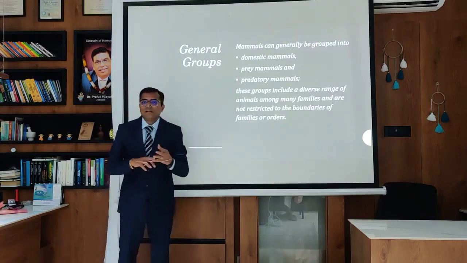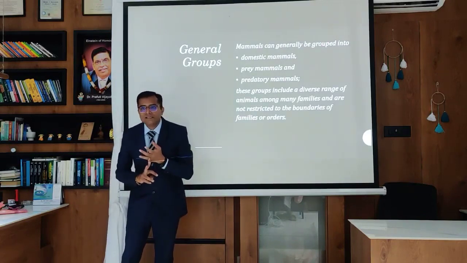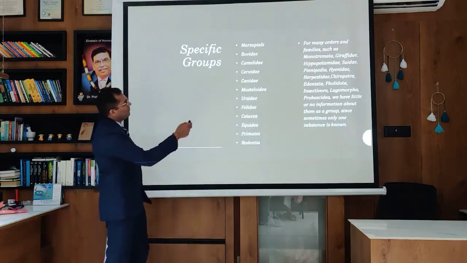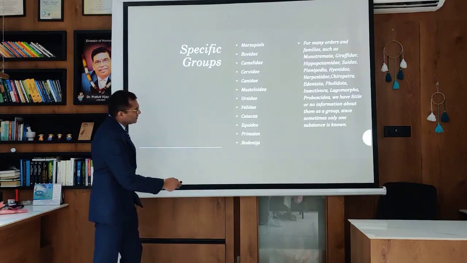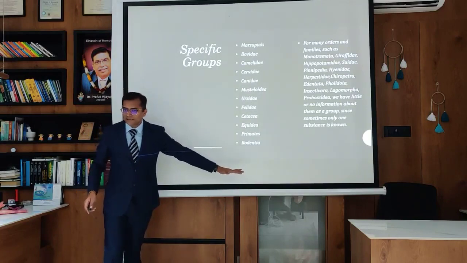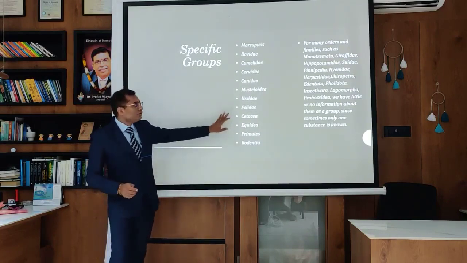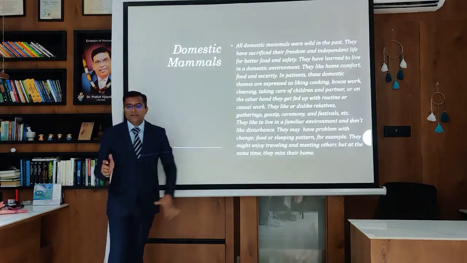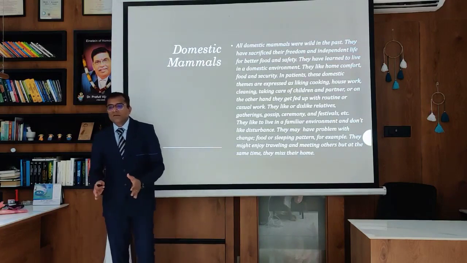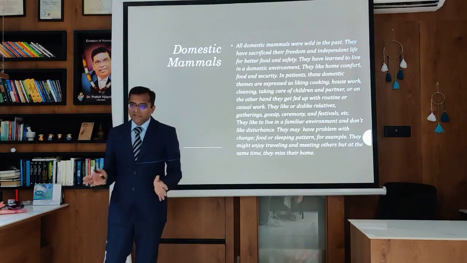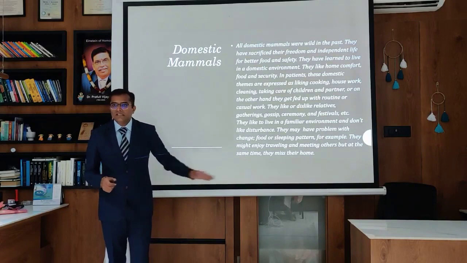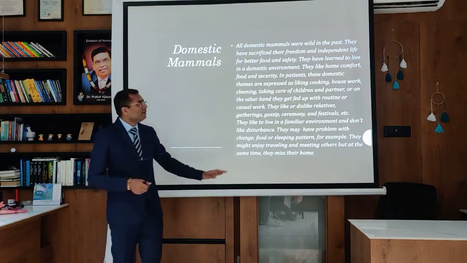In predators we have the leonine and felidae families. Okay, so we have to understand these things. In specific groups we have marsupials, bovidae, equidae, cervidae, canidae, musculidae, ursidae, felidae, primates and rodents. So these are the groups we have seen so far. Why am I going a little faster? Because you do not need to remember these things. But we have the domestic mammal. What are the characteristics of a domestic mammal? All domestic mammals were wild in the past, in evolution. But why did they become domesticated? Because they sacrificed their freedom and independence for better food and safety.